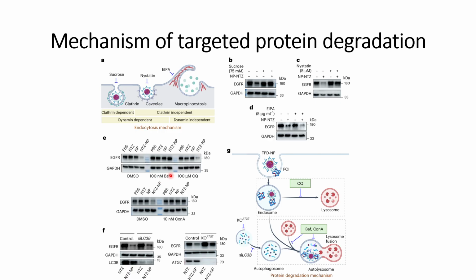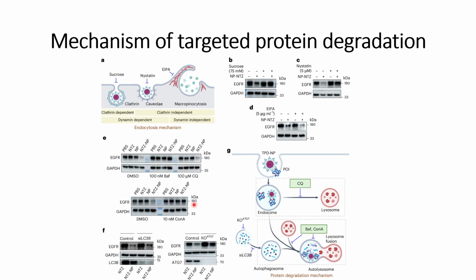So how does the autolysosome work? It works by acidification of the targeted protein for degradation. So they again tested whether it's the autolysosomes or not by inhibiting the acidification of the autolysosomes using ConA. In this case they used 10 nanomolar ConA, and they are able to see that it prevents the EGFR degradation, further confirming that it's the autolysosomes that play a role in this targeted protein degradation.